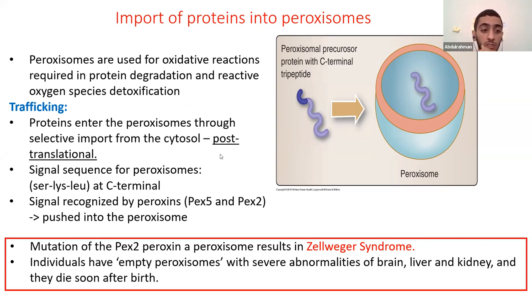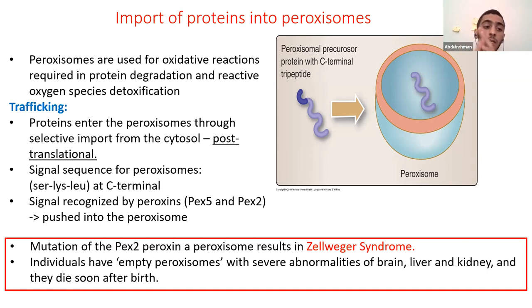Now, let's talk about the trafficking again to peroxisomes. What happens is there's a protein that's made. Since the peroxisome is going to be part of the intracellular process, the protein is completely made inside the cytoplasm as a post-translational process. What happens is that the signal will be recognized by peroxins, which are basically receptors on the peroxisome, peroxin 5 and peroxin 2, and they're going to pull it through. That's all you need to know.